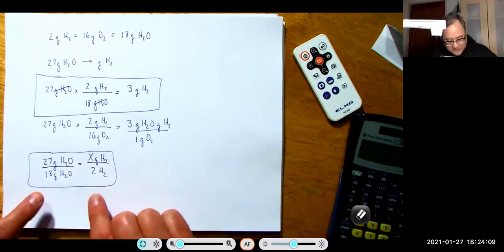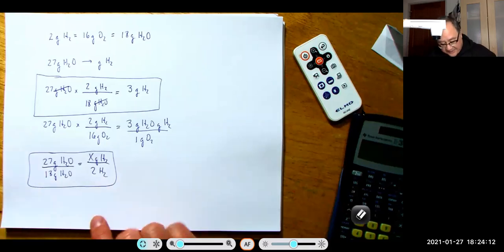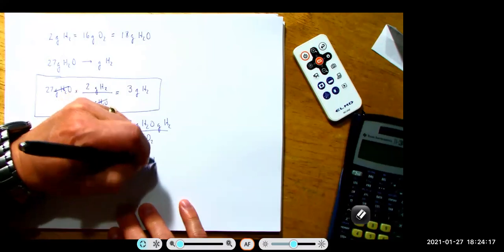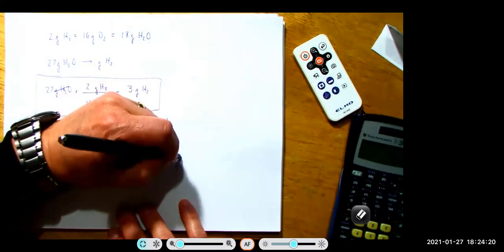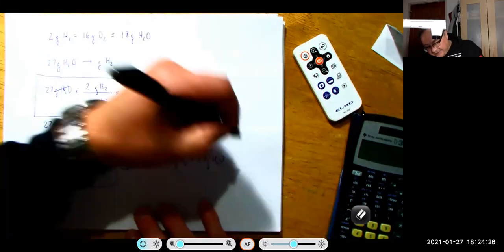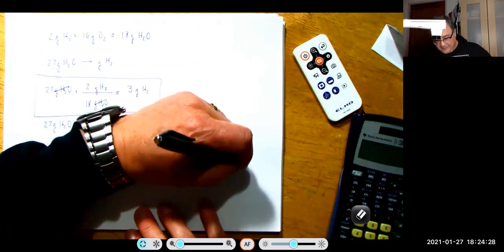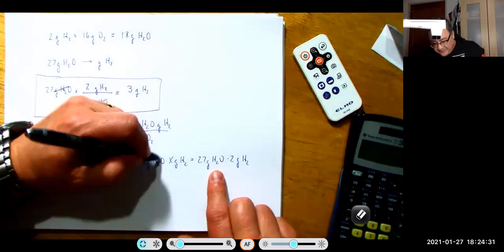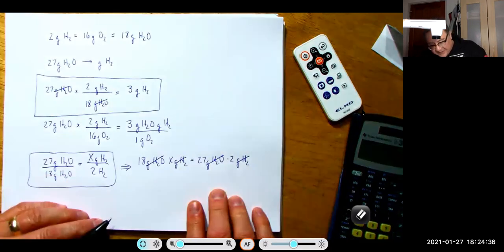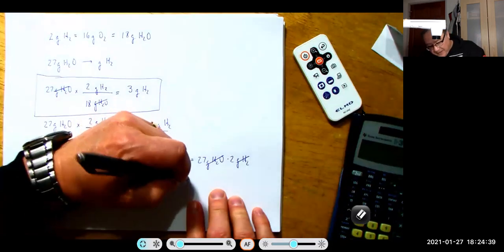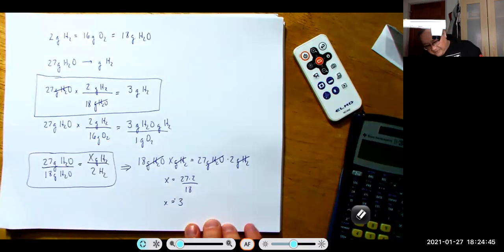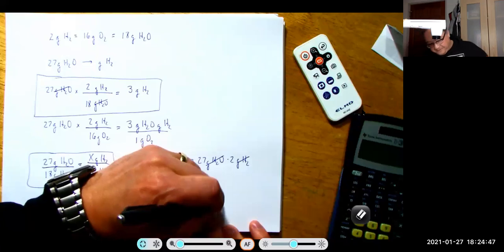Yeah. If you show me something like this, here's the work I would expect to see. Something like this. And then you can see that these cancel. And you can see that these cancel. And then you get X is equal to 27 times 2 divided by 18. And then you get X is equal to 3. And then you have to say, oh, 3 grams of H2.